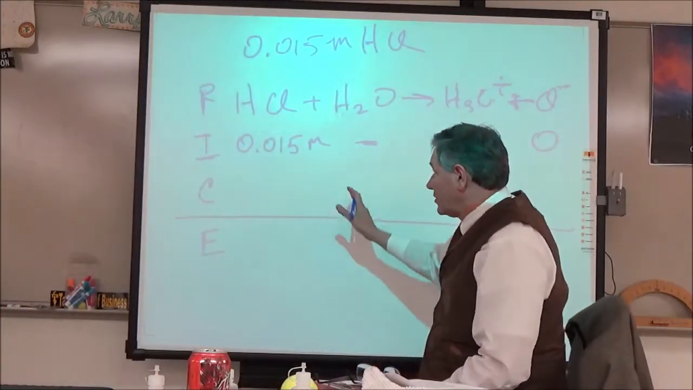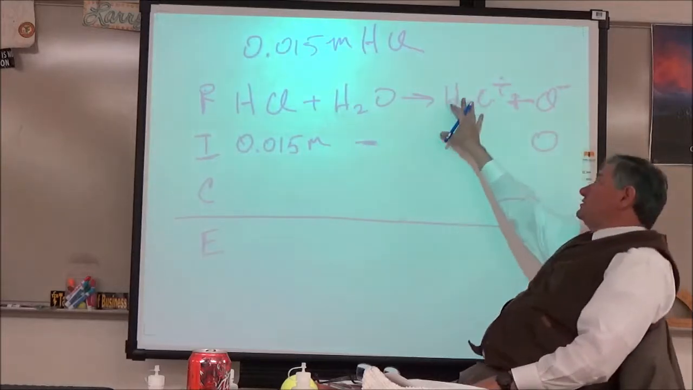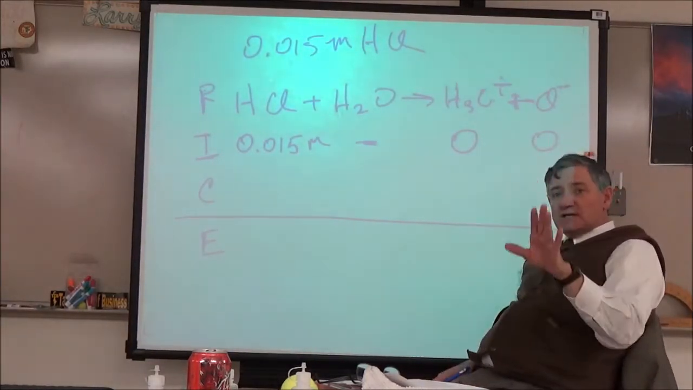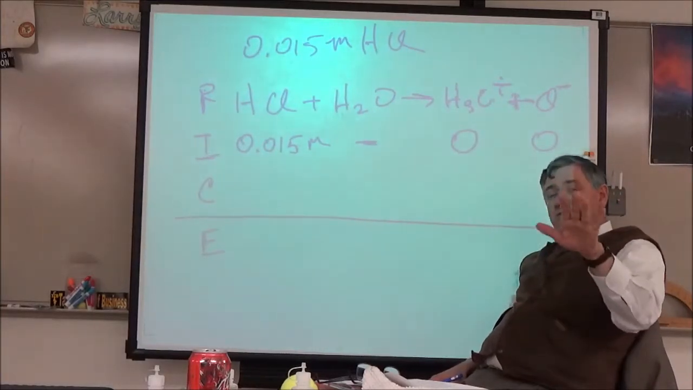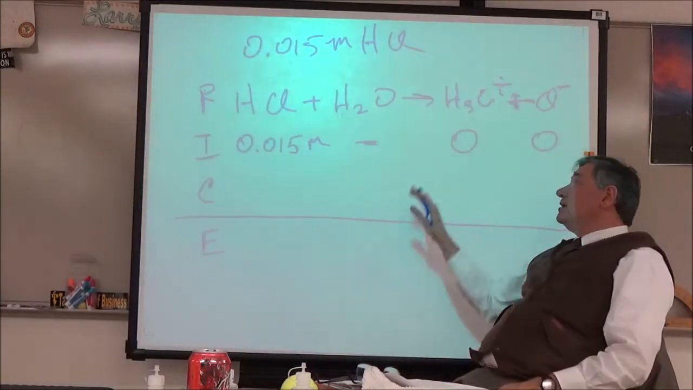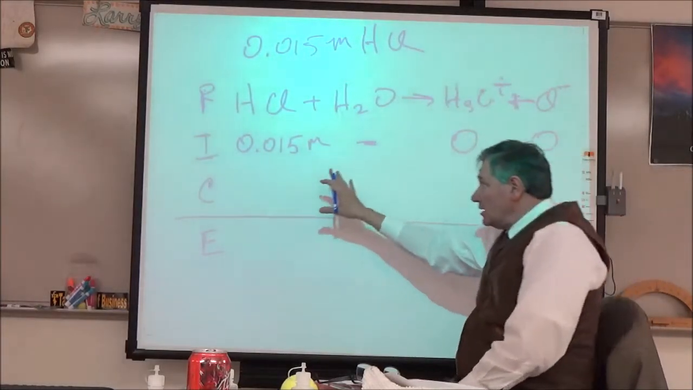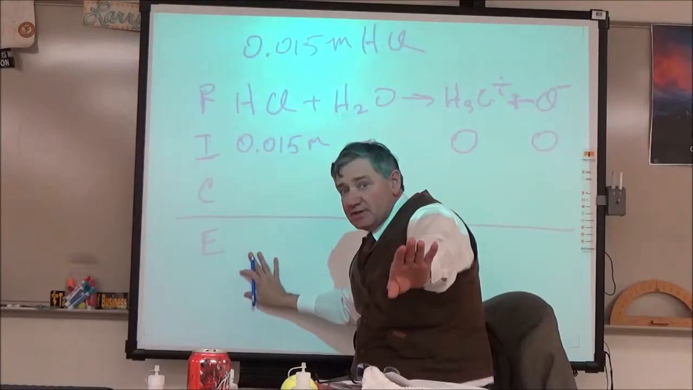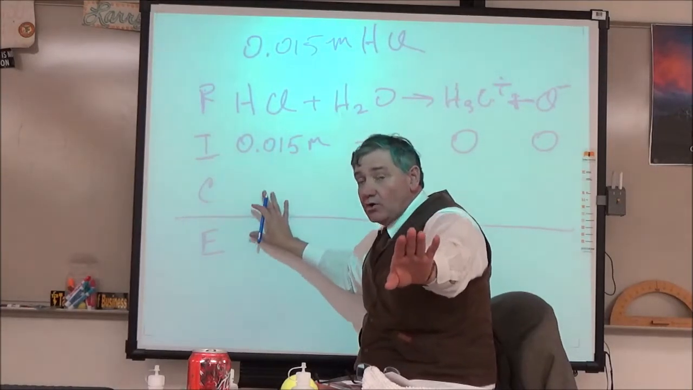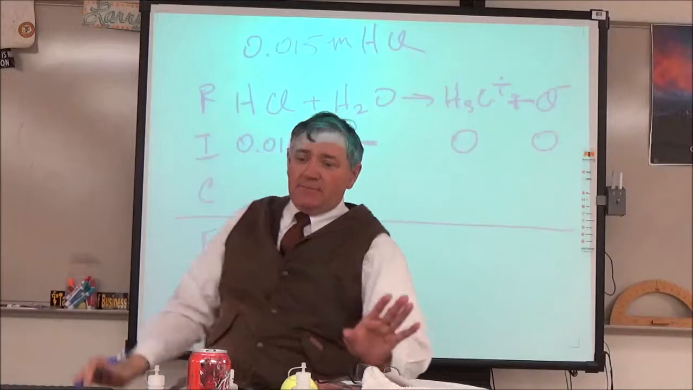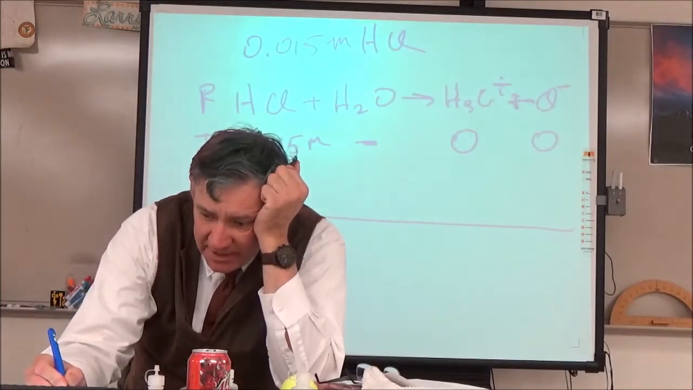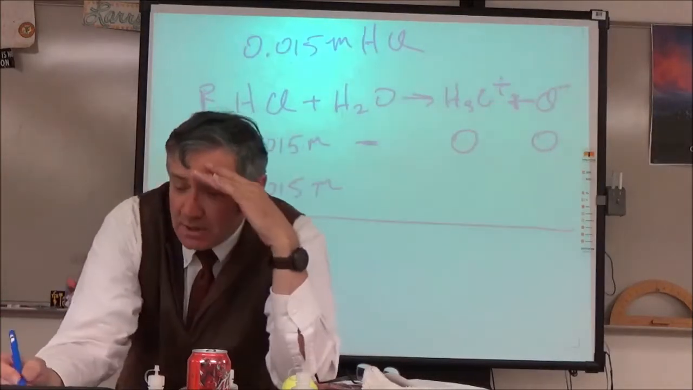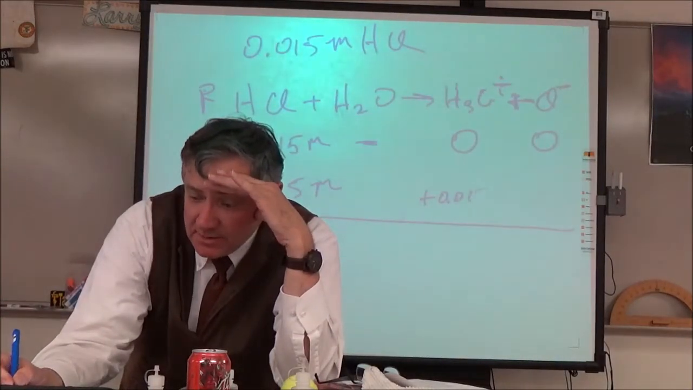So in other words, we're going to introduce this. There's no hydronium ions, and there's no chloride ions. Because it's a strong acid, and this is why you have to know your strong acids, all of this is going to go away. You will not have any of this left over. So I'm going to go minus 0.015. It's all going to go away, and that gets added over here.